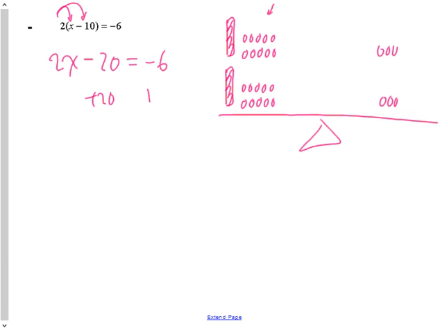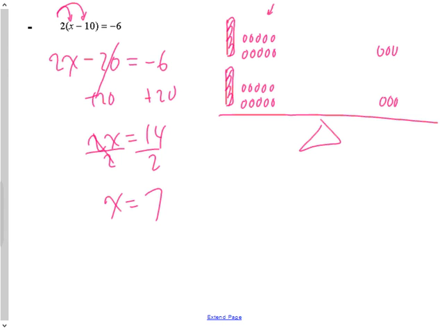We now add 20 to both sides. And 2x will equal 14. And when we do that, we divide both sides by 2, and we get a final answer for x equals positive 7. Okay?